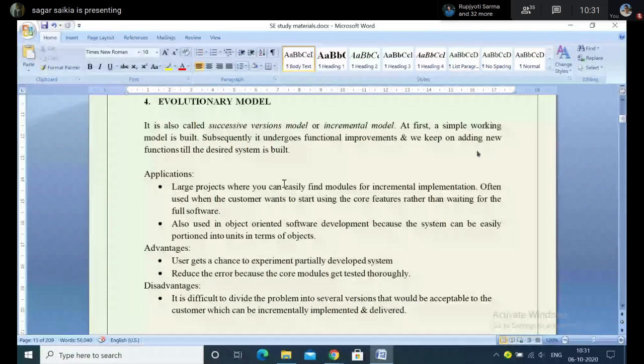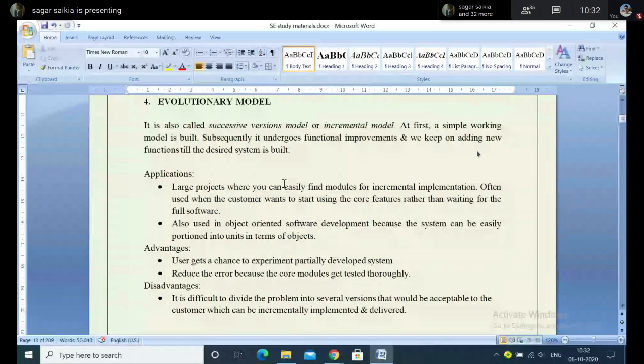Okay, so where does it find application? These are very helpful when we have very large and bulky projects. We can divide the project into modules for incremental implementation. It is often used when the customer wants to add other features later, or looks for expansion. Then this incremental model is much better, because initially we may not be given a specification of exactly how many modules there will be. Later there may be enhancement. So at that time the evolutionary model is much more preferred.